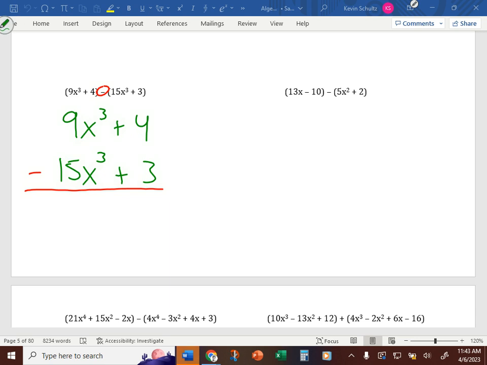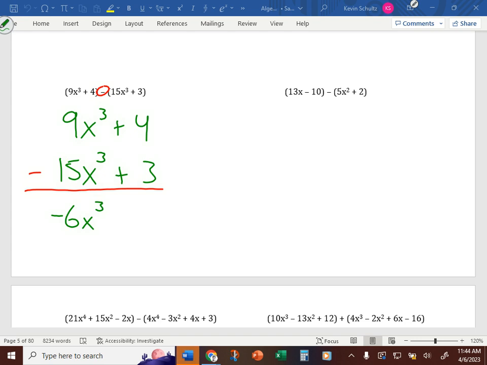Yes, you look at the operation between your sets of parentheses to decide what goes over here, if you're adding or subtracting. You have 9x cubed, you subtract 15x cubed. Well, is 0 a number? 0 is a number. Negative 6. 9 minus 15 is negative 6x cubed. Right? It's not x to the 0. The power doesn't change. The variable doesn't change, just the coefficient.